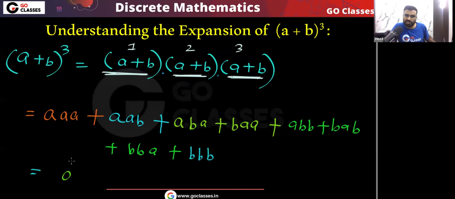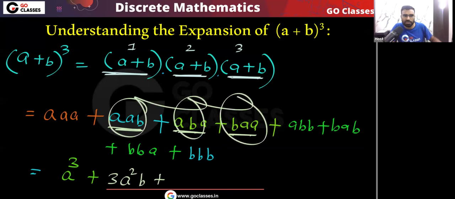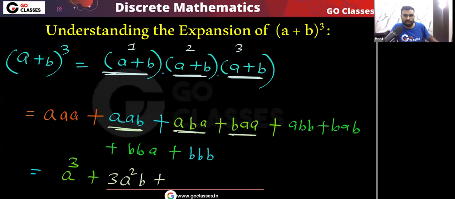So finally this expression we got: a cube plus, remember these are the same. Notice this, they are the same. So it's like 3a square b, because this is a square b, a square b, a square b. So 3a square b plus, you can notice that these are also the same. These are 3 because 3 terms. So 3b square a plus b cube. Okay, so this is how we get the expansion of (a+b)^3.